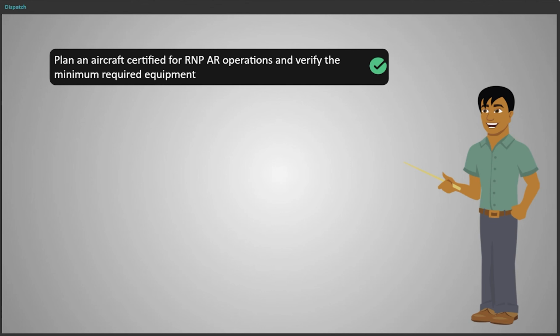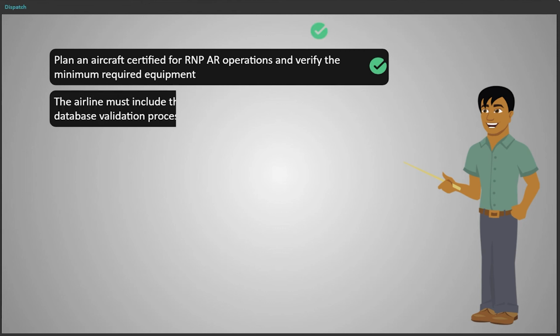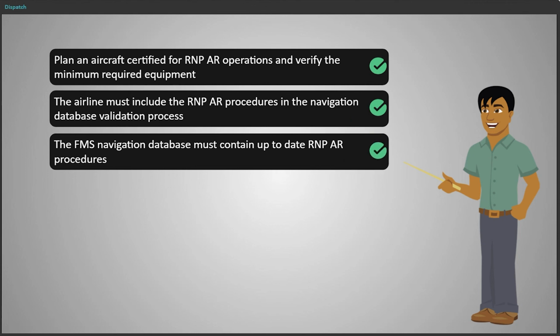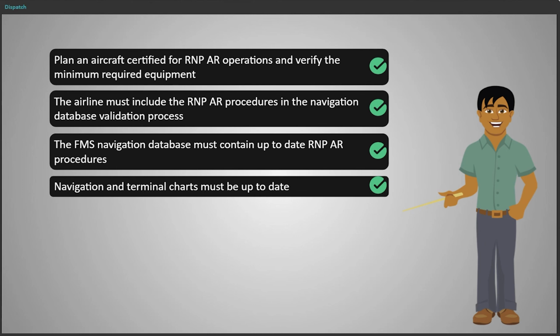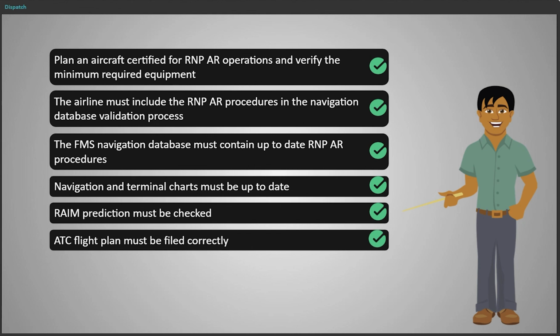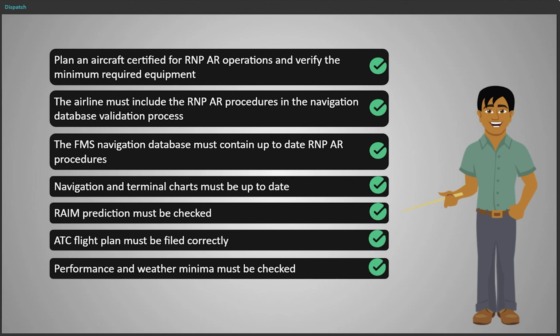This list is a summary for flight planning of RNP AR operations. Plan an aircraft certified for RNP AR operations and verify the minimum required equipment. The airline must include the RNP AR procedures in the navigation database validation process. The FMS navigation database must contain up-to-date RNP AR procedures. Navigation and terminal charts must be up to date. RAIM prediction must be checked. The ATC flight plan must be filed correctly, and performance and weather minima must be checked.